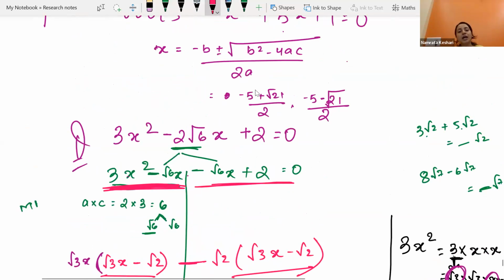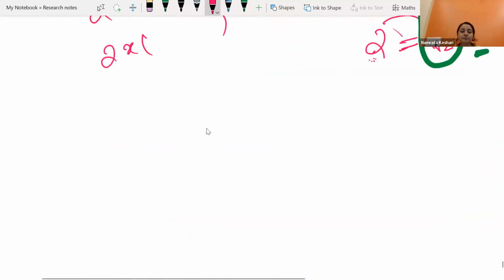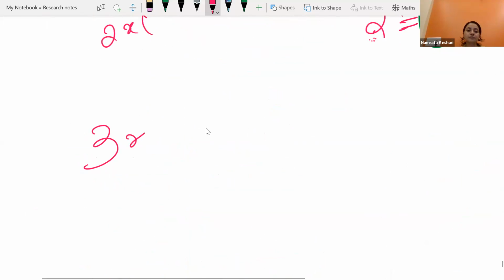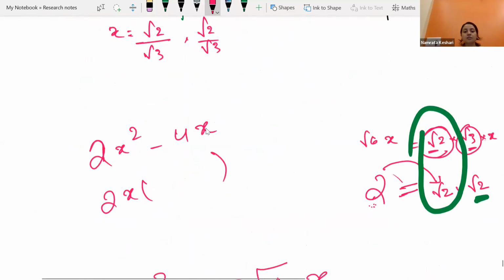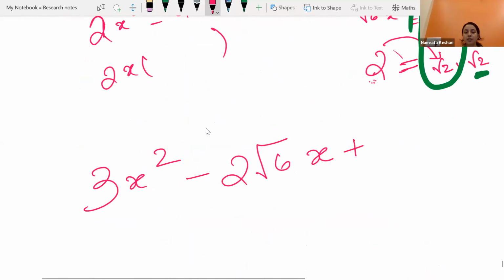This was the splitting of the middle term. However, the formula method I am going to show you. 3x square minus 2 root 6x plus 2 is equal to 0 we are having. Before starting with the quadratic formula, please let me know, is it clear to all of you? Yes, ma'am. Yes. Okay. Ma'am, I have one doubt in polynomials. Yeah, sure. Let me just do it, then we'll take it.